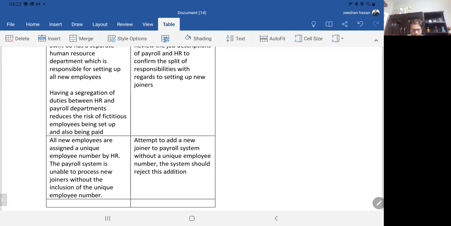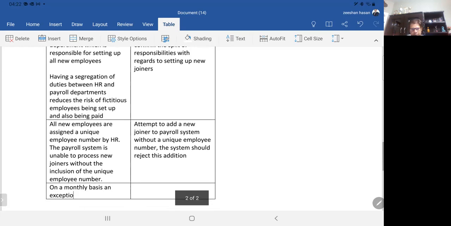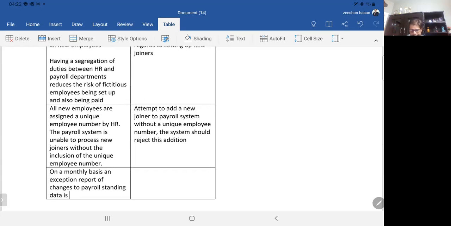Another key control: on a monthly basis, an exception report of changes to payroll standing data is produced and reviewed by the payroll manager.